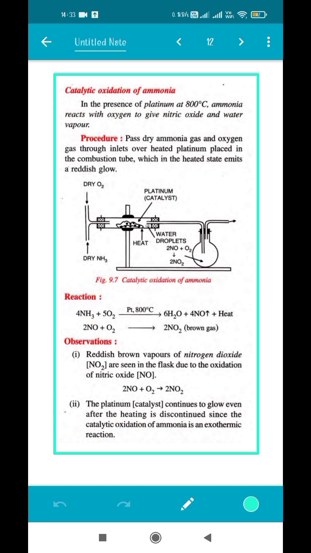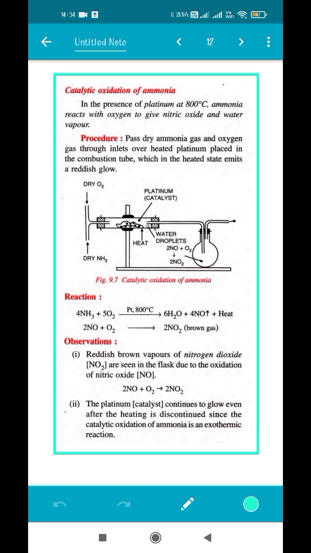The previous one was just burning of ammonia in oxygen, but this is the catalytic oxidation, so the products formed are also different in this case. As you can see here also, we have not taken any open flask. From one end NH3 is applied and from the other end O2 is applied in a tube. Inside the tube we have platinum, which is the catalyst, and heat is given. So what is formed in this case? NH3 plus O2 in the presence of platinum and at a temperature of 800 degrees Celsius. You have to remember the temperature and the catalyst used for this reaction.